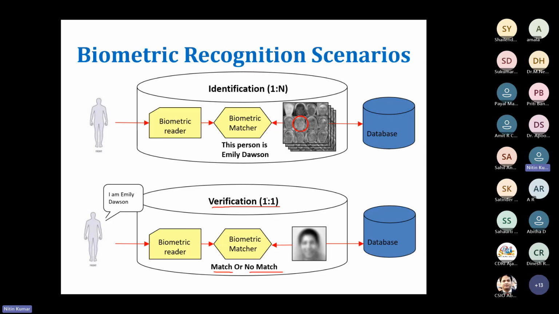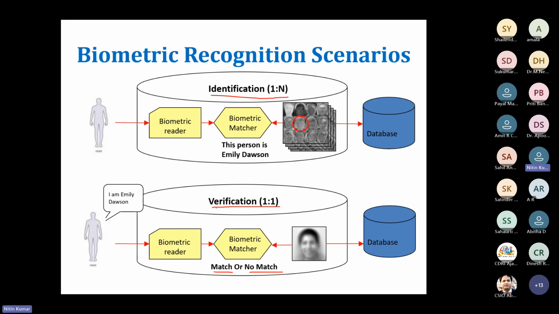So for 1 to 1 matching there will be some kind of performance measures. With the help of 1 to 1 or 1 to n, you can check how the performance can be measured. When we have 1 to n, probably the most important performance measure will be the accuracy, so how accurate it is. If you give 100 people to this biometric reader, and out of those 100 the system is able to match correctly, say, 70 people, then the accuracy is 70%.